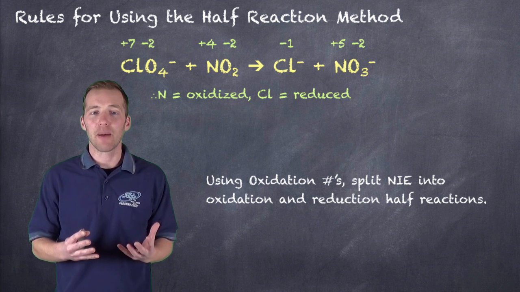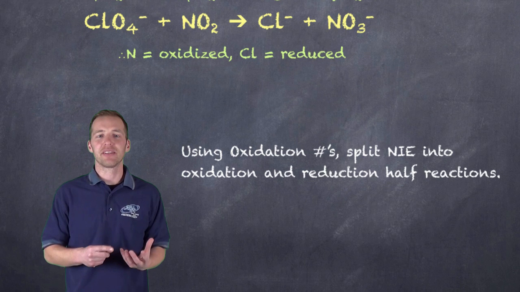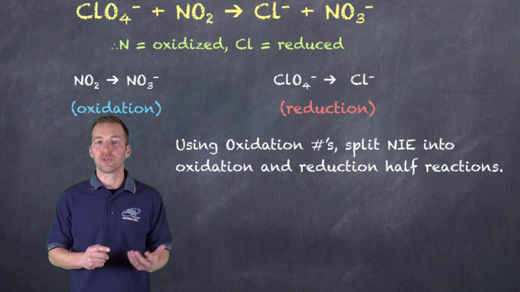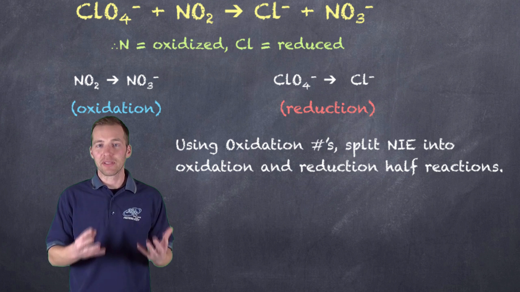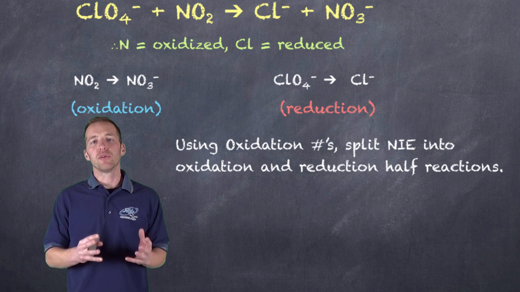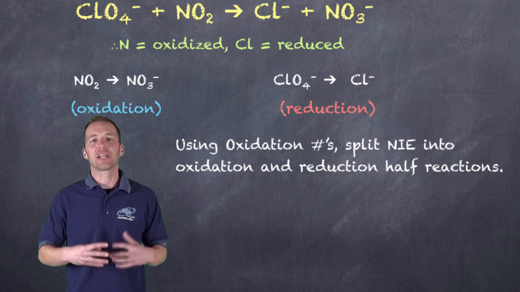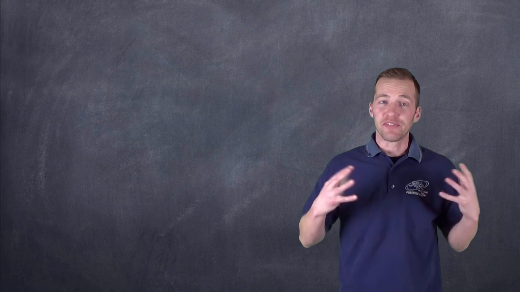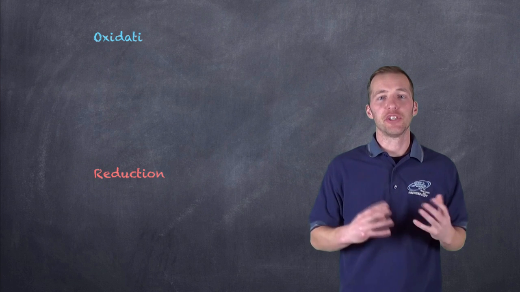So if we were to split this up, we would have our oxidation half reaction and our reduction half reaction involving those two elements, and the compounds that they're involved with in this particular reaction. So what we're going to do is take a look at each half reaction, and we have steps for each one of those half reactions. So what we've done is we've split up the oxidation and reduction into two halves.